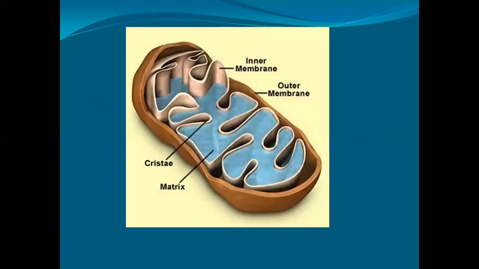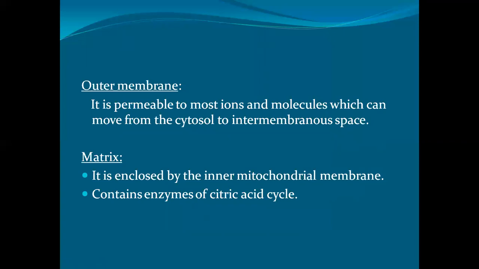This is the diagram of mitochondria. These are the cristae, the folds, and this is the matrix, the inner part. This is the inner membrane, and this one is the outer membrane. The space between these two is the intermembranous space. Inter means between, membranes, fine. The outer membrane is permeable to most ions and molecules, which can move from cytosol to intermembranous space.